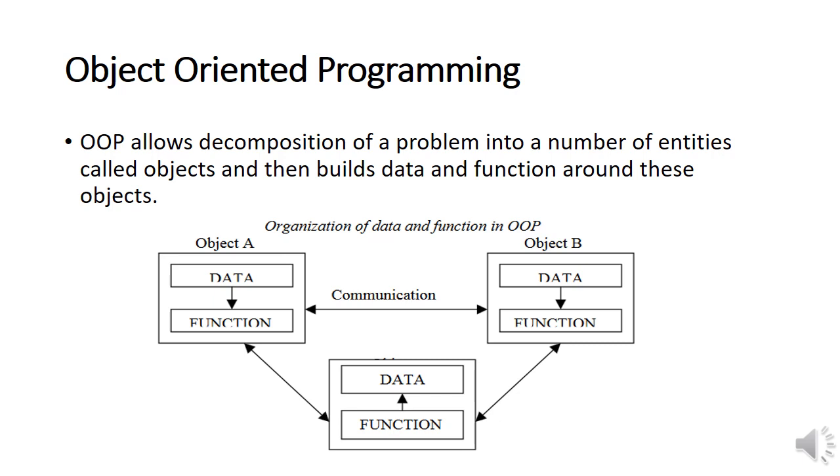Object-oriented programming divides the entire problem into a number of entities called objects. Then we can build data and functions around these objects. In the figure you can see that we can divide our entire problem into different objects like object A, object B, object C, and so on. And we can build data and functions around these objects. Each object contains data and functions, and one object can communicate with another object. This concept is called object-oriented programming.